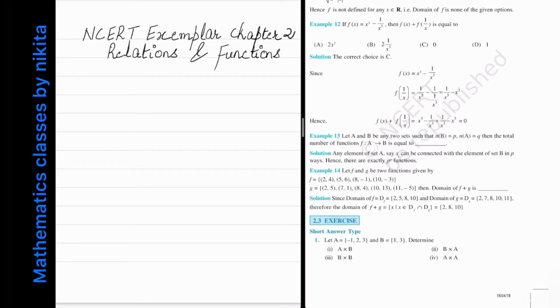So in today's video I'll be doing the exemplar which is provided by NCERT, and I'll be solving chapter 2, that is relations and functions. You can see that in this exemplar some basic concepts are given so that you can just brush up whatever you have learned from the book, and then some solved examples are there. I hope you can do the solved examples yourself because I will be solving the exercise.